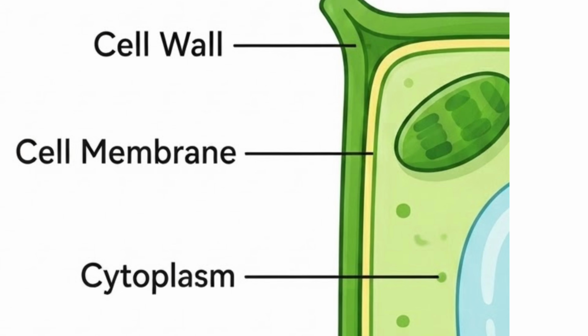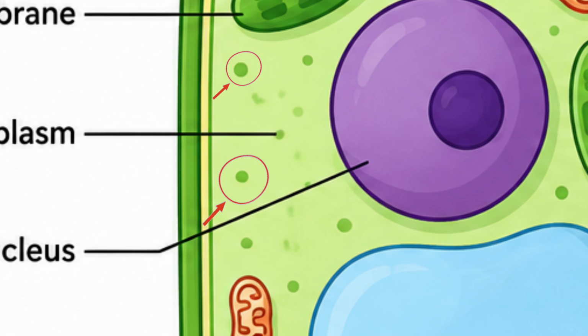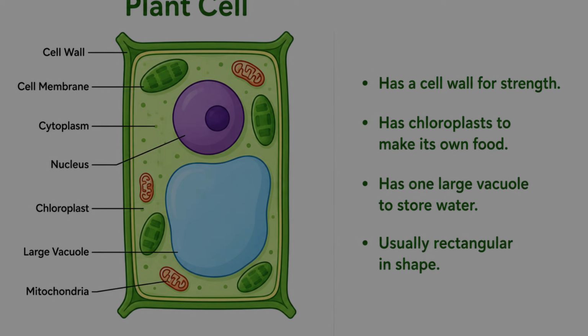Just inside the cell wall is the cell membrane. The cell membrane is thin and flexible. It controls what enters and what leaves the cell. Now look at the green jelly-like substance inside the cell. This is called cytoplasm. The cytoplasm fills the inside of the cell and holds all the cell organelles in place. Most of the cell's activities happen here.